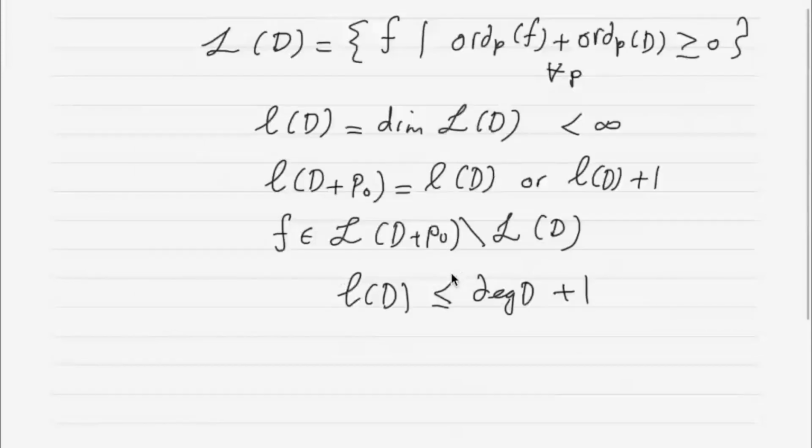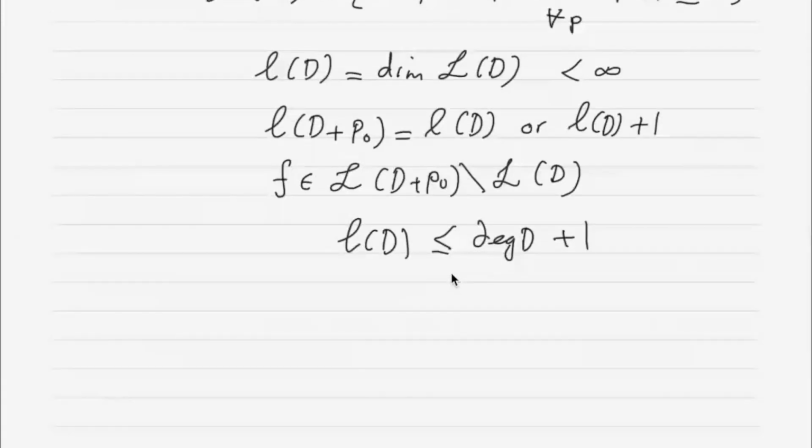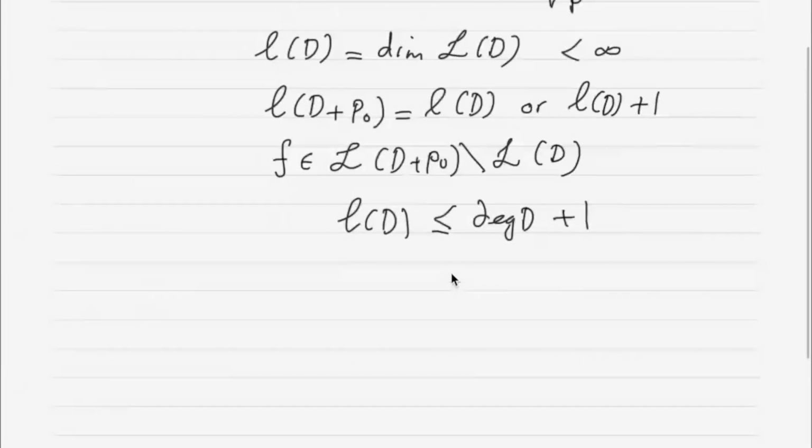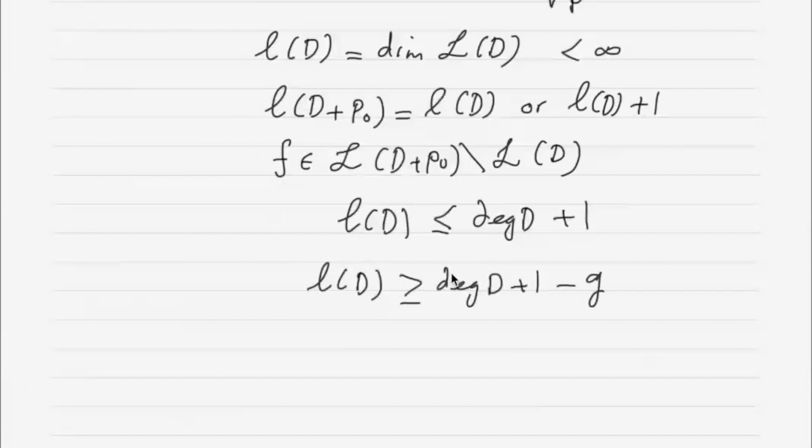Now, what Riemann actually found was a lower bound on l(D). He actually proved that l(D) is always bigger than or equal to degree of D plus 1 minus the genus.